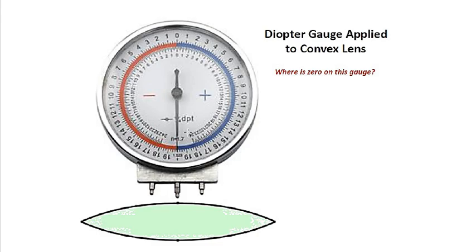Now we're going to take this, and we have negative and positive diopters. We call them diopters, and that is the unit of power. We're going to put it on a convex lens. Here the center pin is right there, and that is going to get in touch with this. You're going to pay attention to where your zero is on this gauge. When you take a look at it, you'll see the zero is right up here.